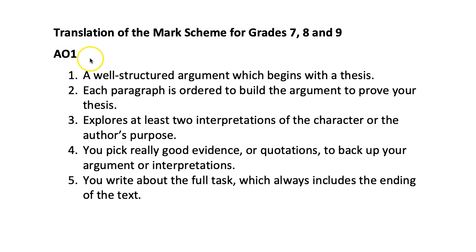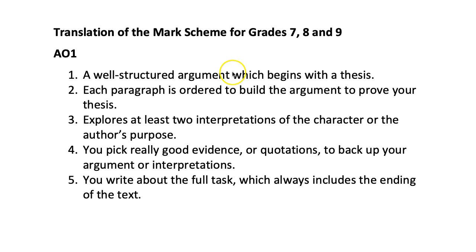Okay, let's begin with AO1. The most important thing you need to do is have a well-structured argument. There has to be something you want to prove, and then all the paragraphs have to work together to prove that. And this is called a thesis, the point of view that you want to prove. Now, at grades 7, 8 and 9, you will have more than one thing the writer wants to show. So your thesis needs to have at least 2 parts.